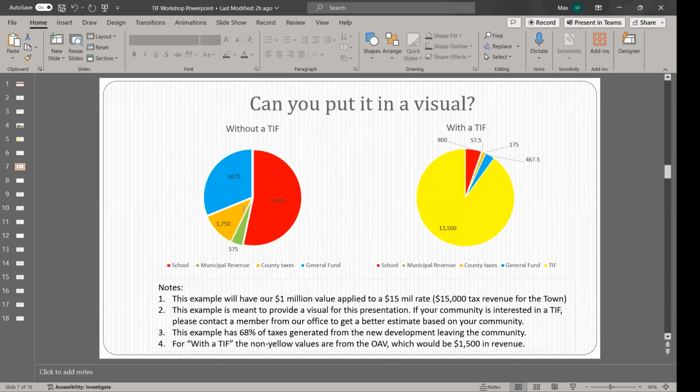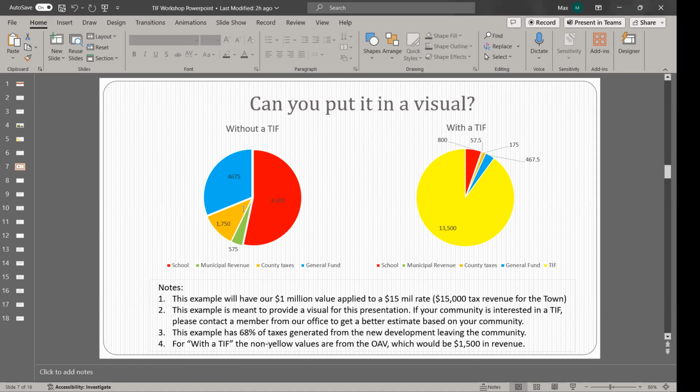Because many of you are like me, you probably need to see a visual, you need to see a chart. So, and sorry for the people I might be obstructing the view from. So the chart on our left, you see what happens for our $1 million example. And I should stress that these are all examples we're talking about tonight. This isn't based on any community. This is just our $1 million example with a $15 mill rate.